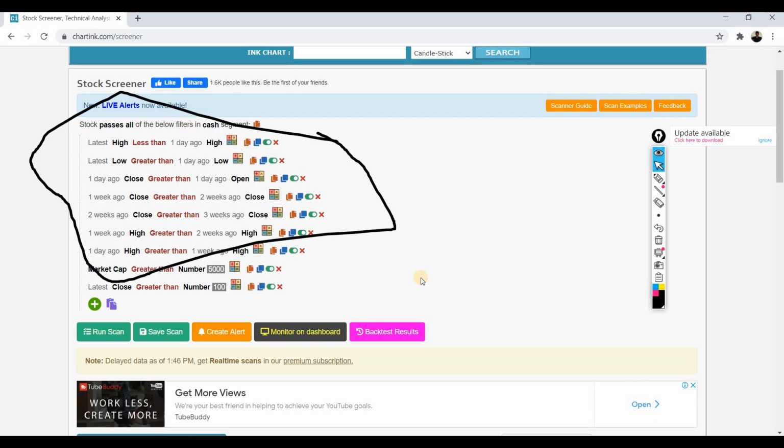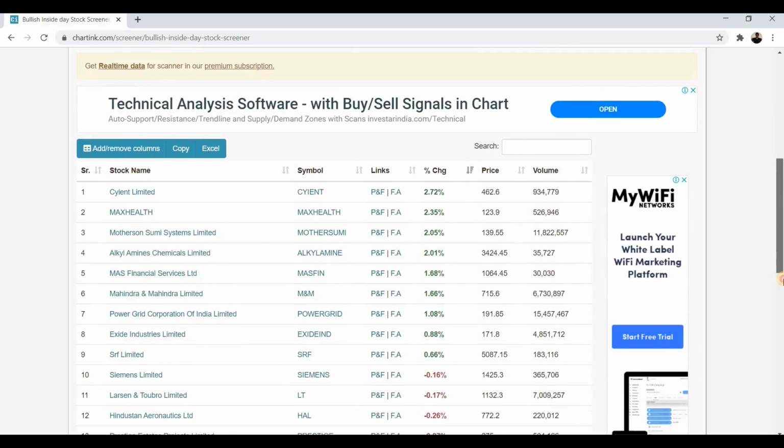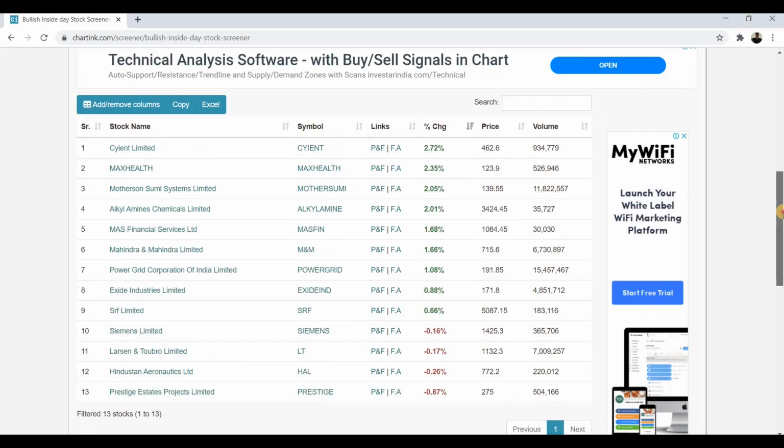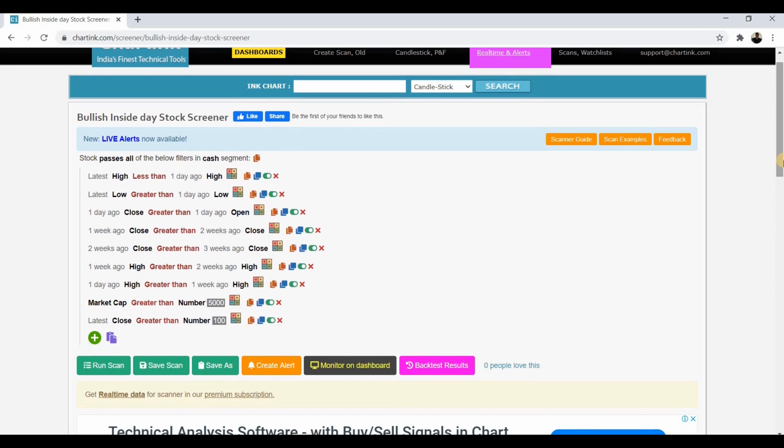Then you just have to add those values in ChartLink screener, and it will automatically sort the list for you. So it's just one time work, and you will keep on reaping benefits every single day afterwards. If we click on run scan, it will give us a list of stocks. We have got 13 stocks that we are able to pull through this bullish inside day scanner.